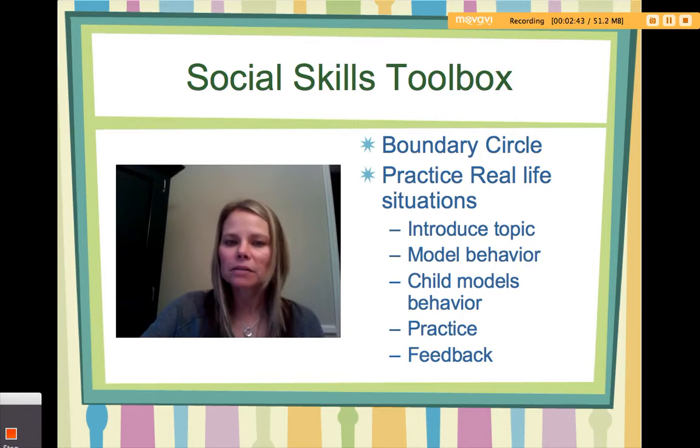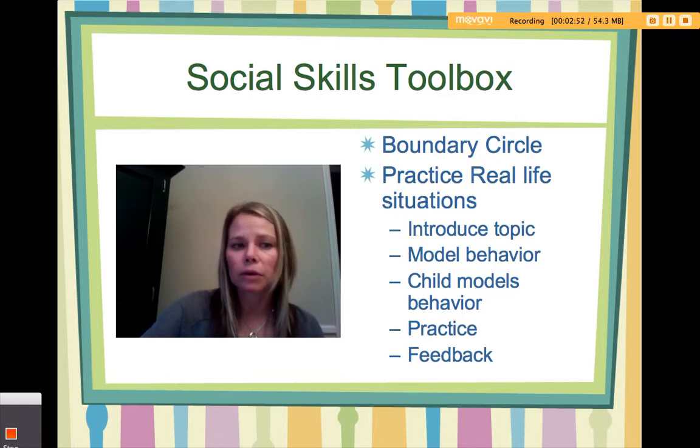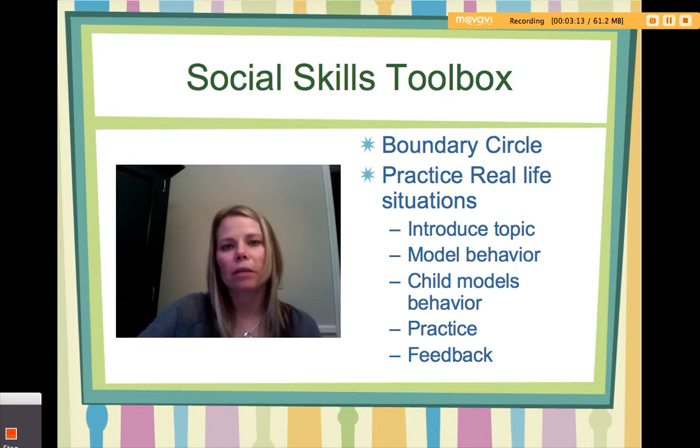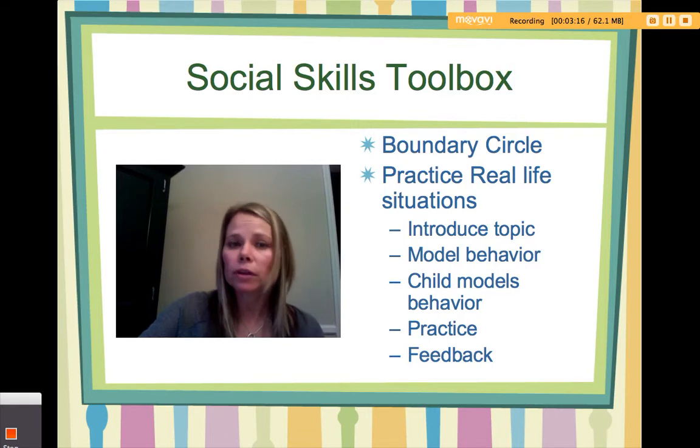So to practice a real life situation with your child, you want to introduce the topic or the situation. So for example, if you want them to behave a certain way in a restaurant, introduce how do you behave in a restaurant, and then model the appropriate behavior that you want to see from them, and then have them model this behavior back to you. And then it's very important to practice these behaviors, especially in real world situations, so you can go to a restaurant and have your child practice these behaviors. And then after you leave the restaurant, provide feedback. Tell them all the things they did well, and maybe if they needed to work on something, you can talk about that as well.